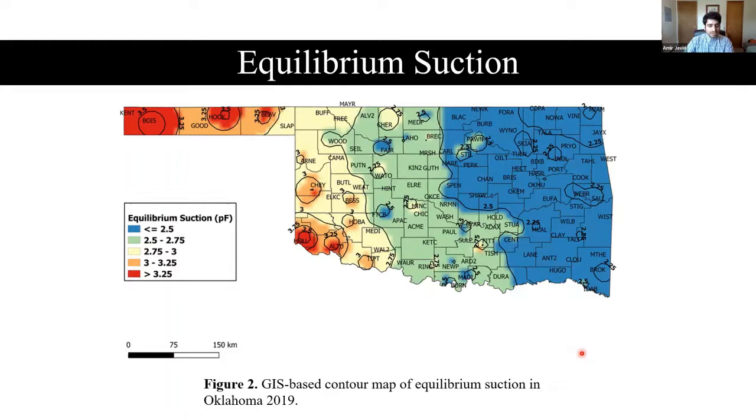And here we see a GIS-based contour map of equilibrium suction in Oklahoma for 2019. We are working on developing more of these maps to better understand the variation of suction. It's categorized in 5 different categories here, shown by different colors, and we have those contours to give us more information of the state.